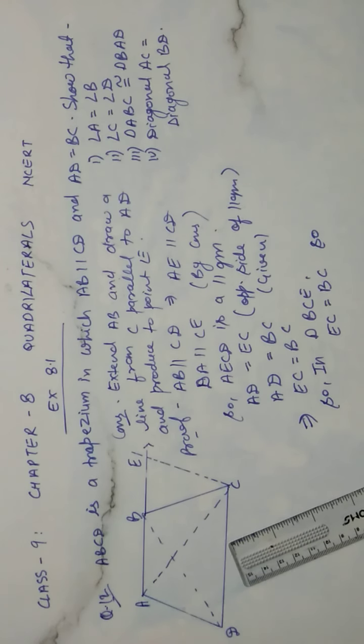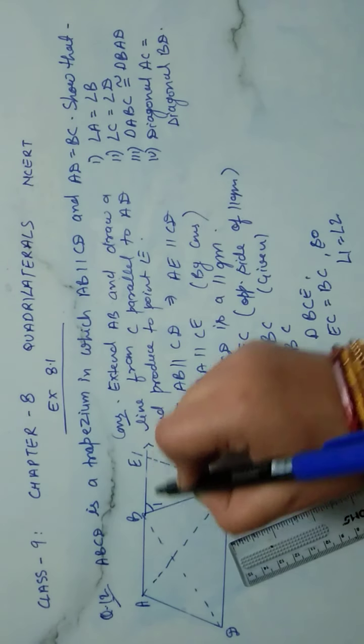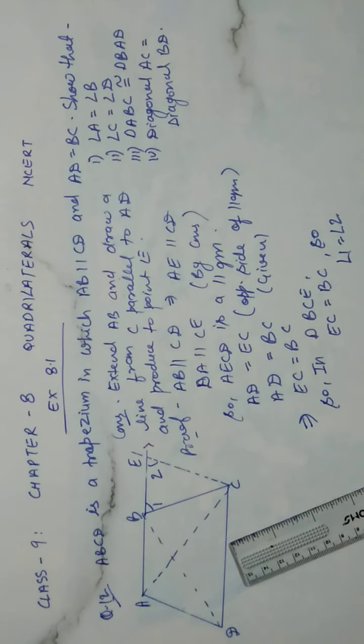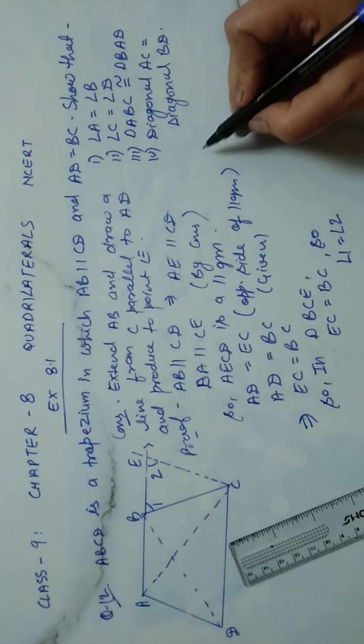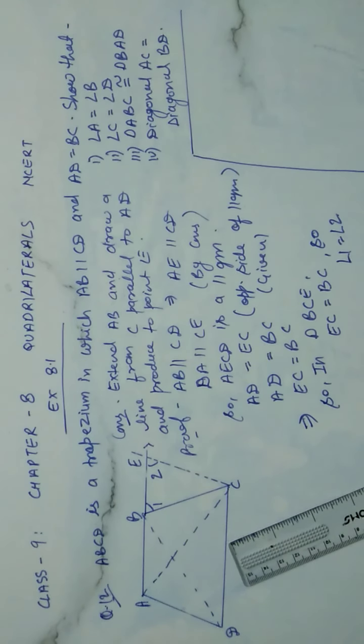So what we are getting from here is angle 1 is equal to angle 2. We have given them the names: this is angle 1 and this is angle 2. So angle 1 is equal to angle 2. Now we have to make angle B equal to angle A. So just see how we will prove it. I am solving it here.